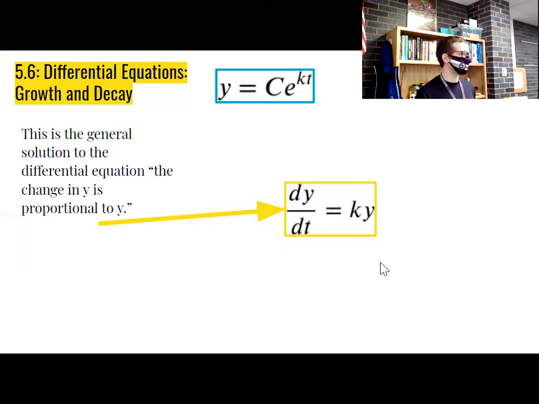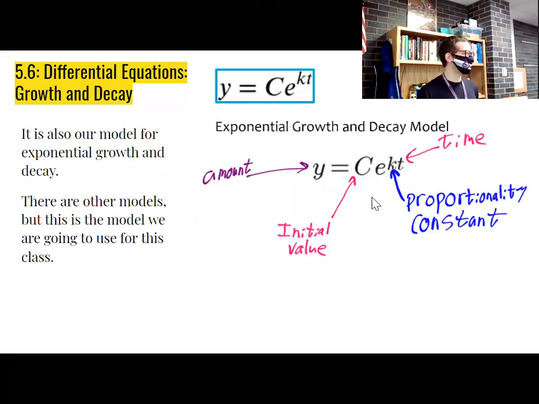Oh, geez. All right, so this is the general solution to this. If we want a specific solution, we need to know some initial values. So this is also the model we're going to use for exponential growth and decay.